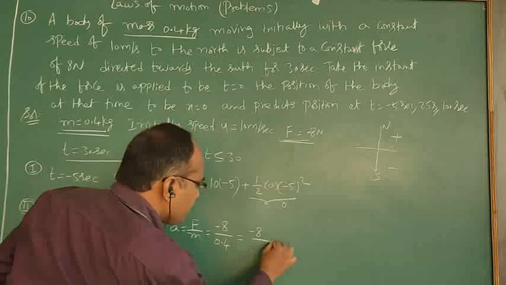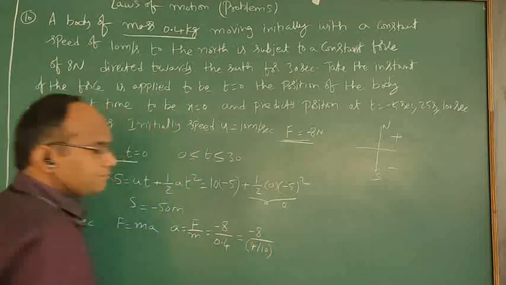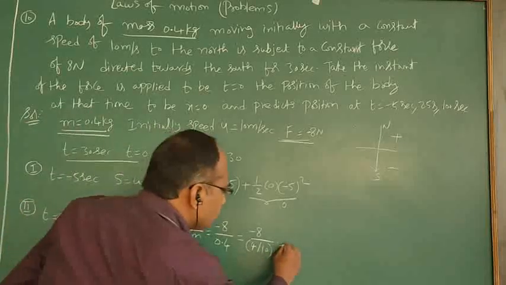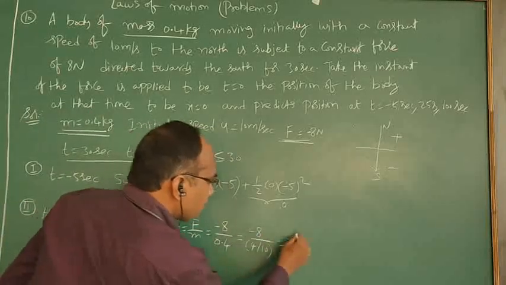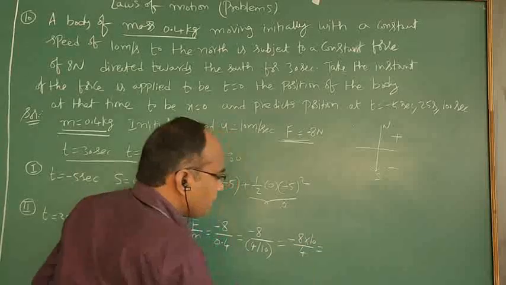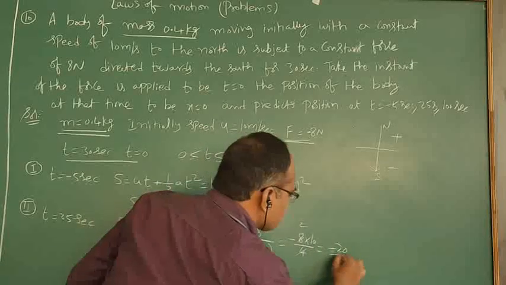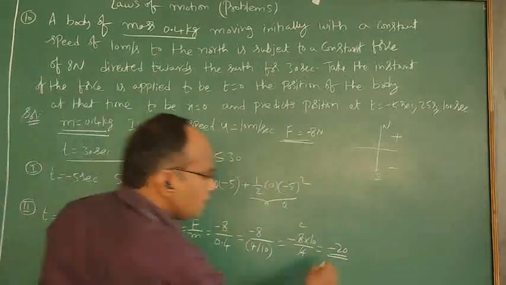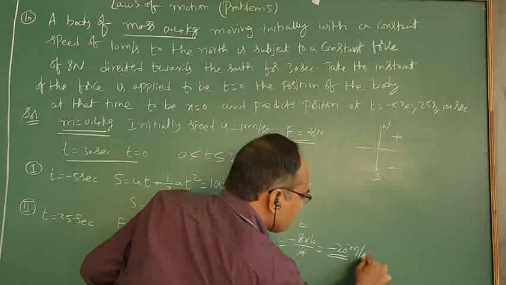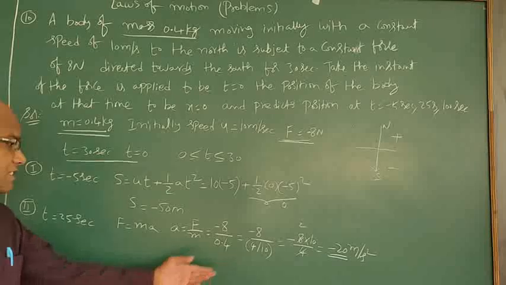So what is the value you should write? Minus 8 divided by 0.4, which can be written as 4 by 10. So the value is minus 8 into 10 divided by 4, the meaning is 4 twos are 8. So what is the value? Minus 20. This is acceleration. So what is the unit? Acceleration means meter per second square. So this is the acceleration.